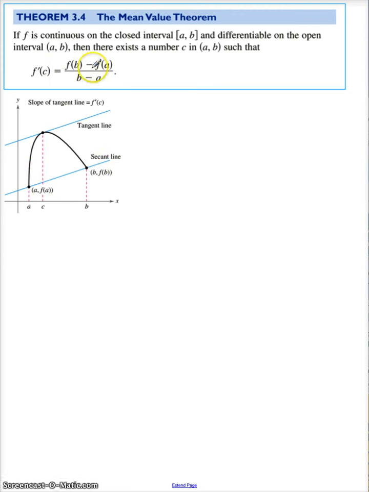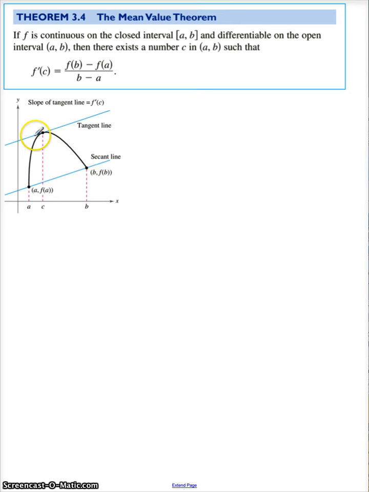Now, let's pick this apart. Basically, what we're saying is there's going to be a point, and we don't necessarily know what that point is, but we're going to call it c, so that the slope of the line at c is equal to f(b) minus f(a) divided by b minus a, or the slope of the secant line connecting those 2 points.